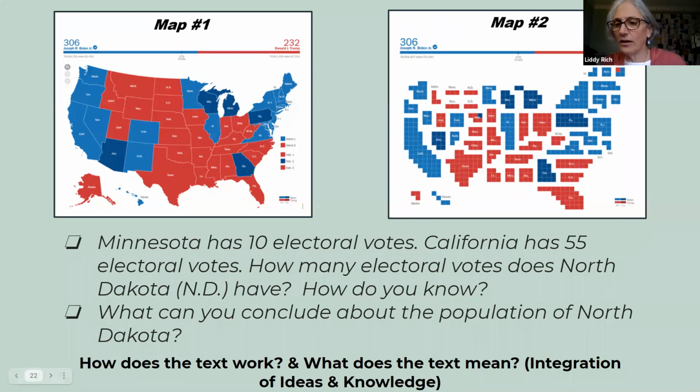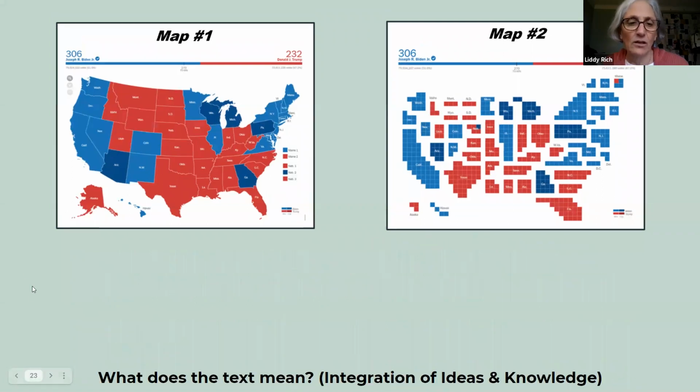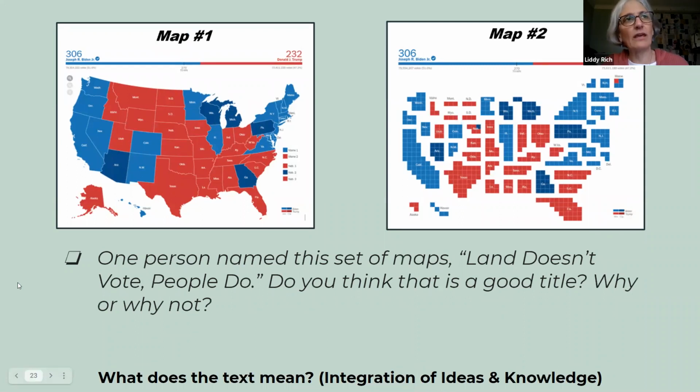The final question that I asked was about the New York Times, where they have people write in, what would be a good title for this? One of the people said, "Land doesn't vote, people do." Is that a good title? Why or why not? That got a whole lot more interesting conversation going between my students. When they walked away, I felt like they had a lot more understanding of how the Electoral College represents people and represents all of the votes of the voters, not just the states.